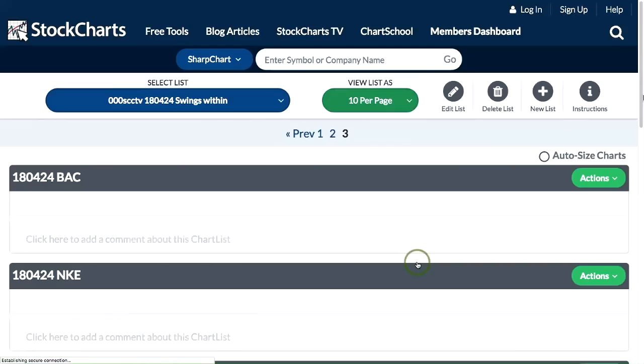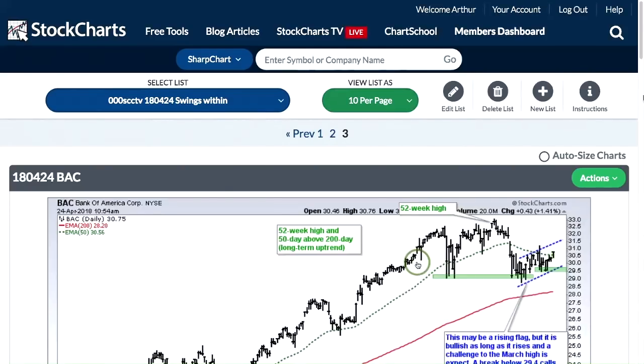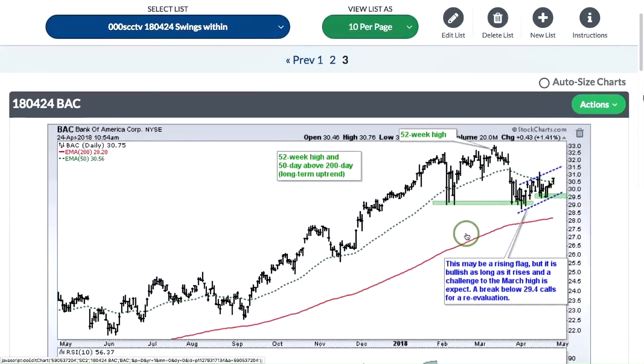I think that's the most important thing, is look at the chart and decide if the long-term trend is up. If it's not, pass, move on. There are other charts that look better out there, I'm sure.